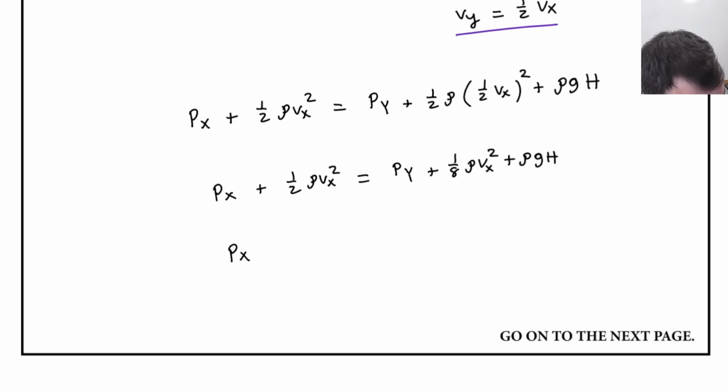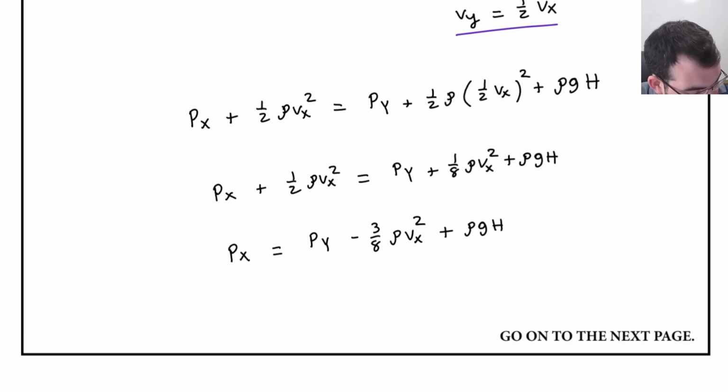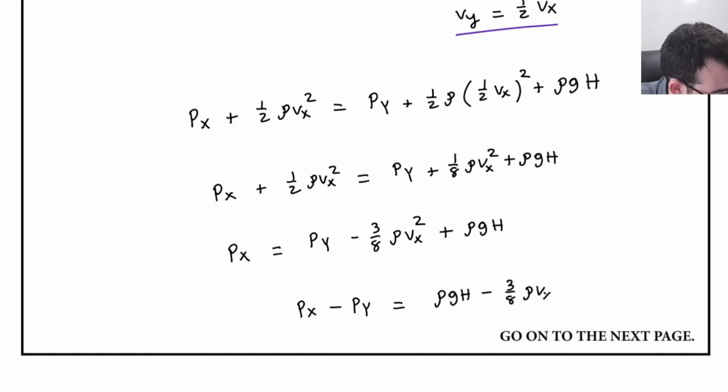So I could get Px is equal to Py, and then I get an eighth minus a half, so 1/8 minus 4/8, which would be minus 3/8, plus rho GH. And then I get my pressure difference. Px minus Py is equal to rho GH minus 3/8 rho Vx squared.